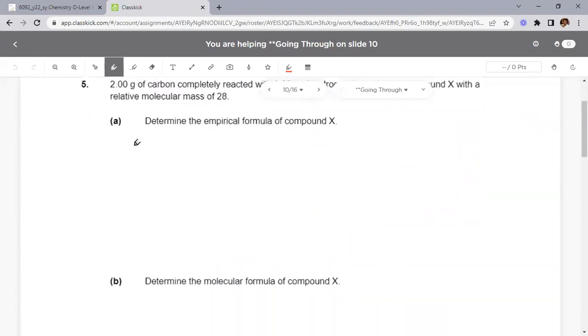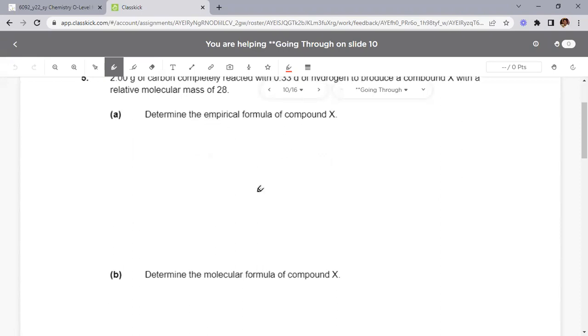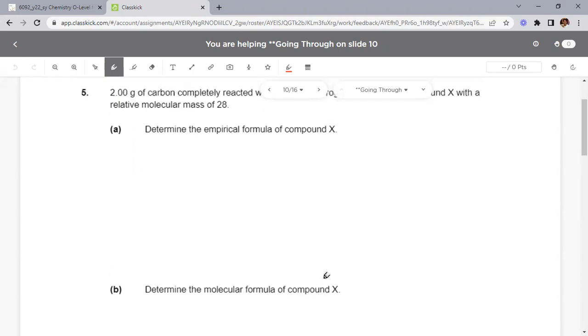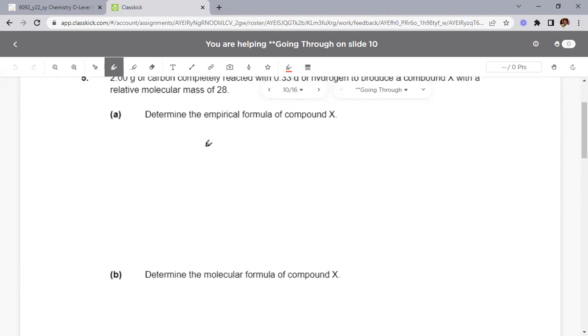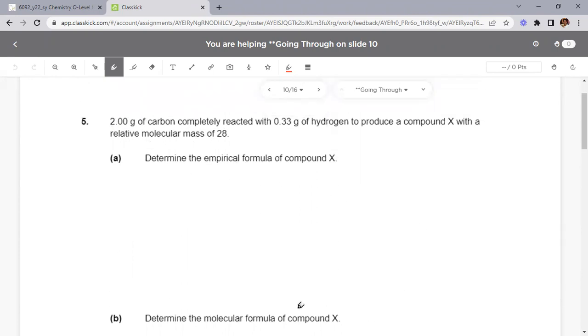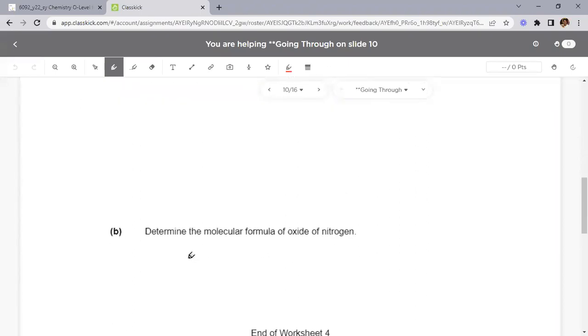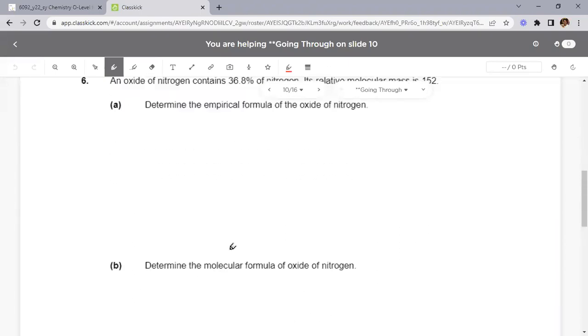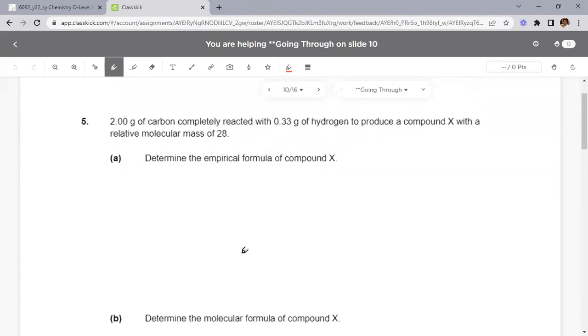Look at question 5 here. First, part A: determine the empirical formula of X. Part B: now determine the molecular formula of compound X. So it's actually the same as what you have done previously, except now we have merged it all into one question. You can see question 5, question 6. Now, I'm going to show you how to do question 5, although you may say it's so easy, but let me just go through this together with you.